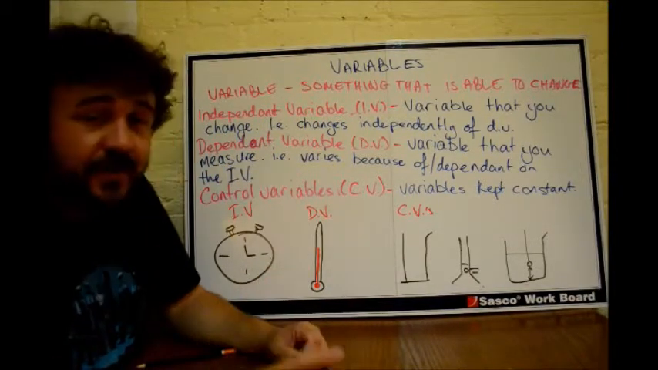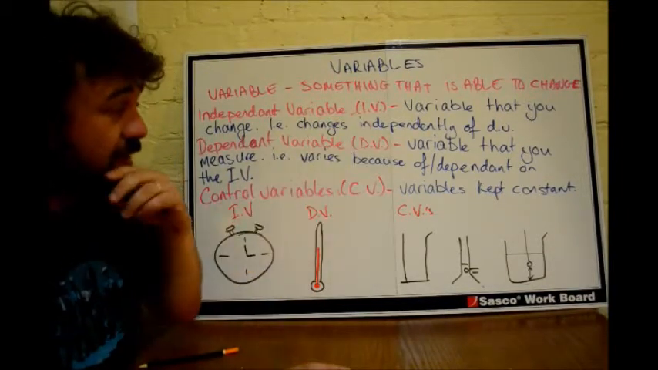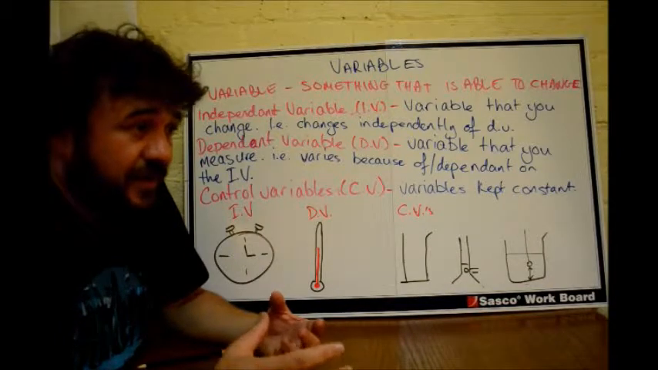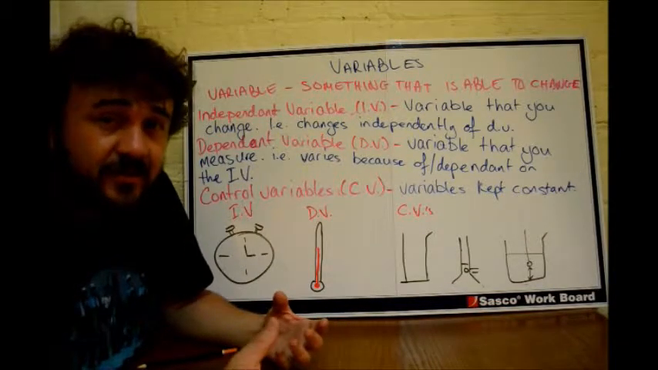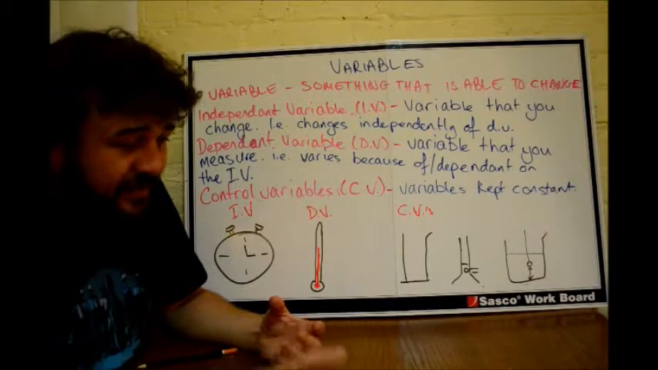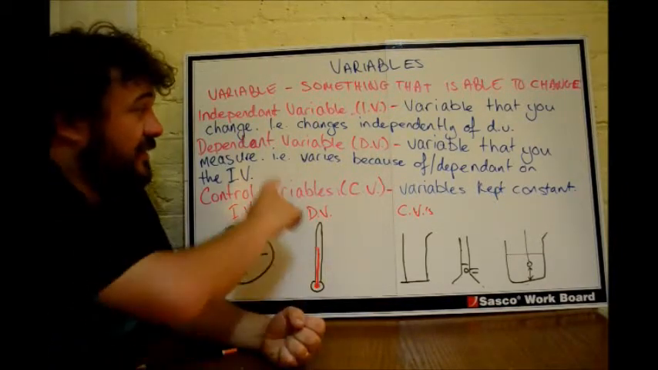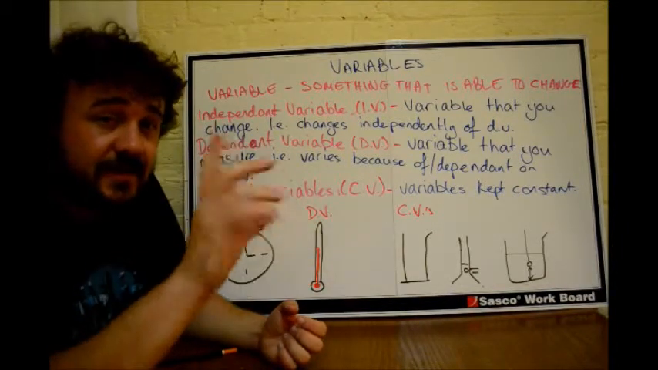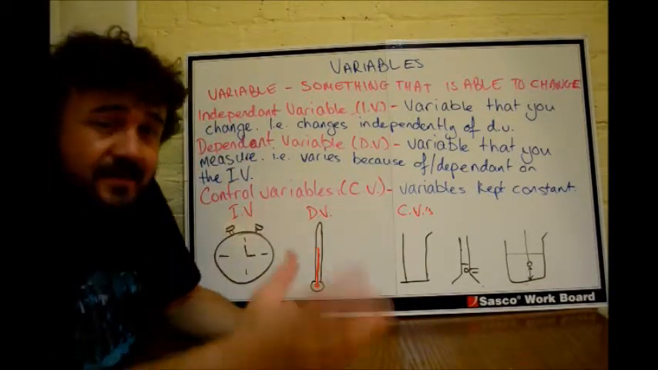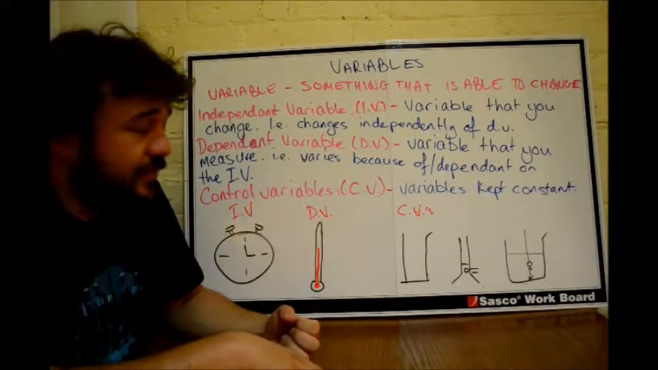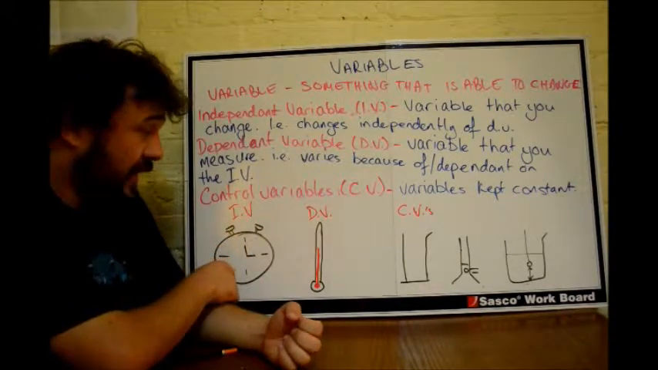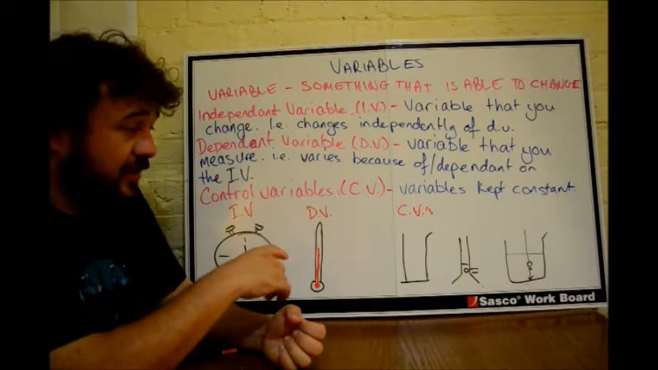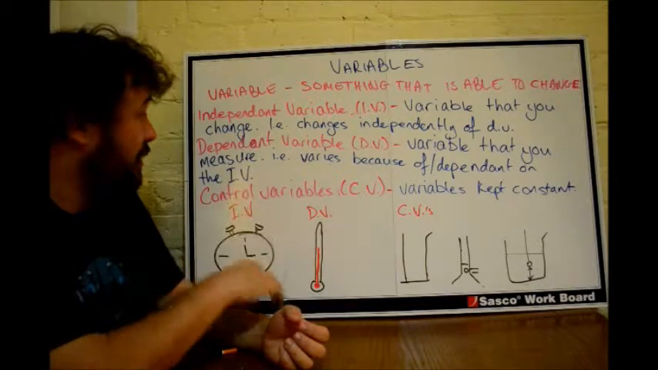The independent variable, which we're going to write down as IV, is the variable that you change, okay? What that means is it changes all on its own. You change that and that's all it takes. It changes independently of all of the other ones, which we'll get to in a second. The independent variable is the thing you're testing. So if you're testing if time has an effect on the temperature of water when it's heated, then the thing you change by allowing it to continue on is time.